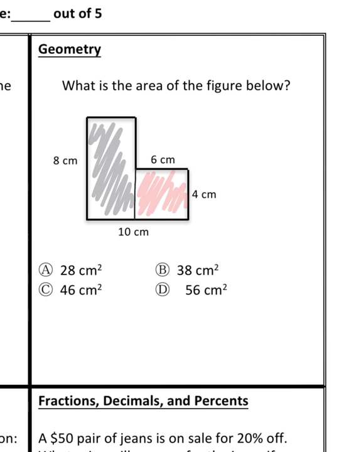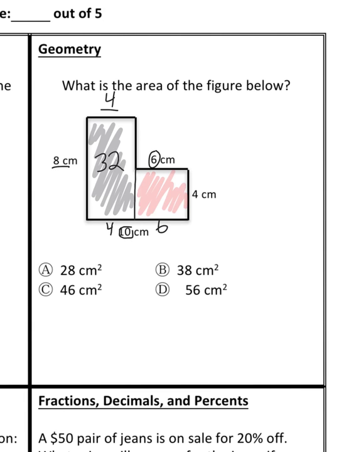So in the gray rectangle, I know the one length is 8, and I need to figure out this width. So I see this whole bottom is 10. Now the red part, if I steal this 6, is 6. That means the gray part must be 4, because 4 plus 6 is 10. So if I do 8 times 4, I get 32 for the area of the gray rectangle.